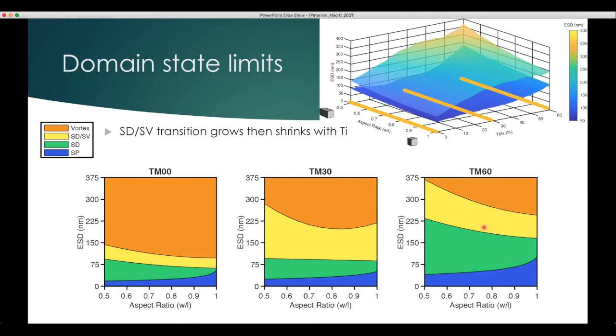If we take a slice in the opposite direction, so we're now looking at three titanomagnetite compositions and how the transition zone varies with aspect ratio, what we see again is a growth of the transition zone, so it widens for the TM30 composition compared to TM0. It shrinks a little bit with the TM60 compared to the TM30. But in all cases, for equidimensional grains, the range of the transition zone is narrower than it is for more elongate grains.